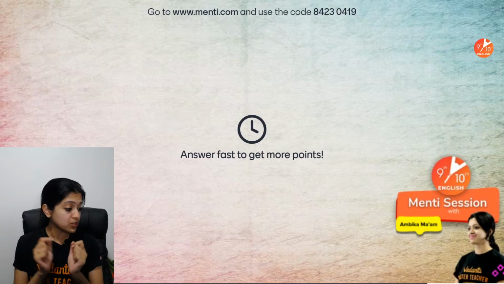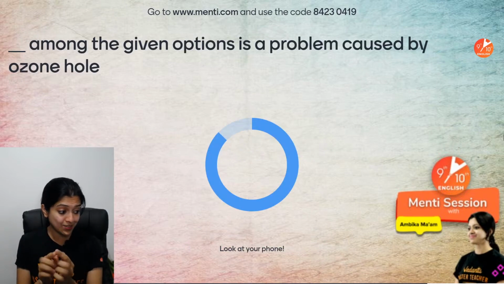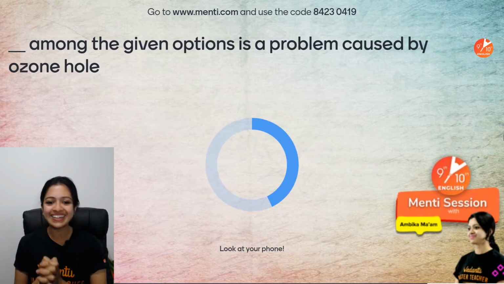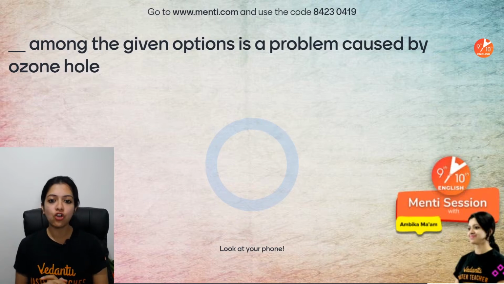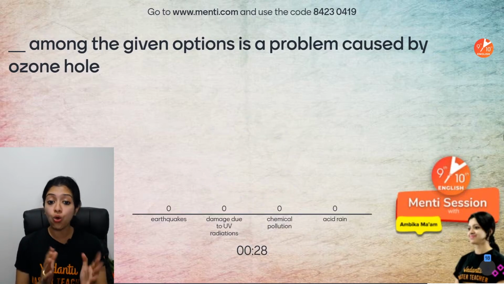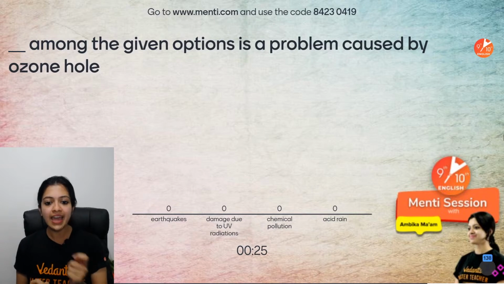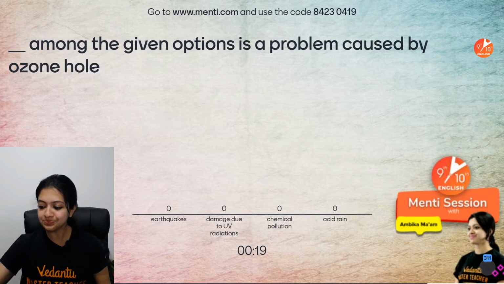Okay? Question number 26 is right here. Dash among the given options is a problem caused by ozone hole: earthquakes, damage due to UV radiations, chemical pollution, acid rain. A problem caused by ozone hole. Yes, what could it be?